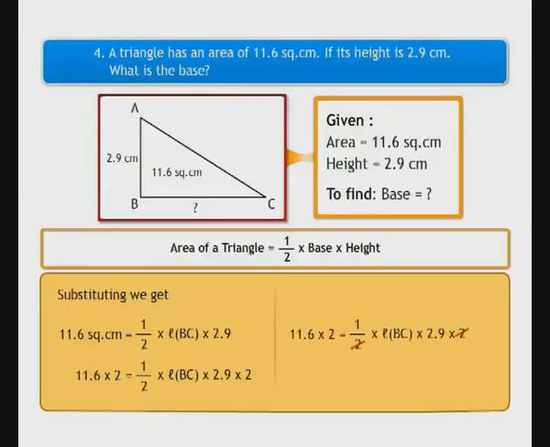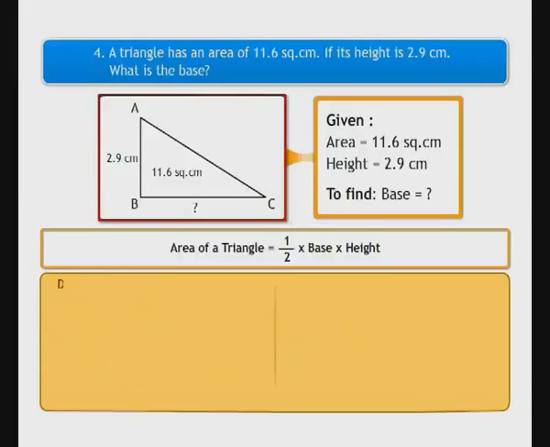We will now learn how to find the area of an equilateral triangle. The formula to find the area of an equilateral triangle is area of an equilateral triangle is equal to square root of 3 by 4 into side square. Let us now solve a sum relating to this formula.